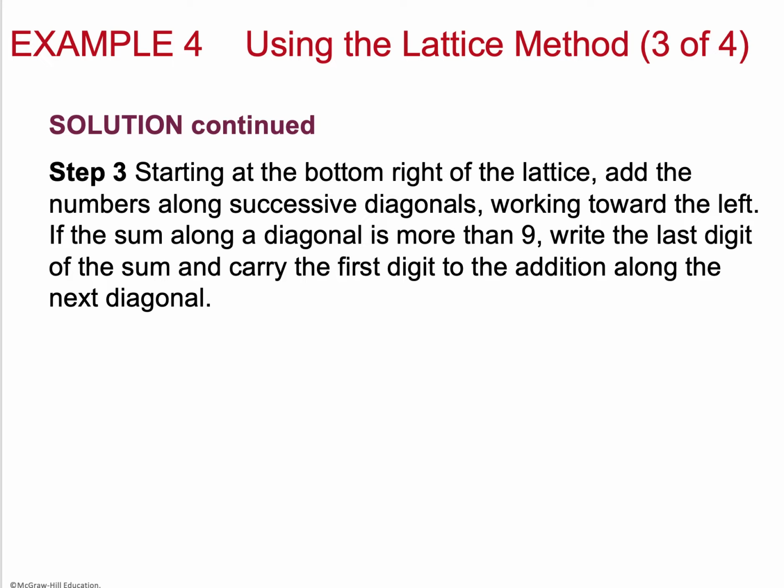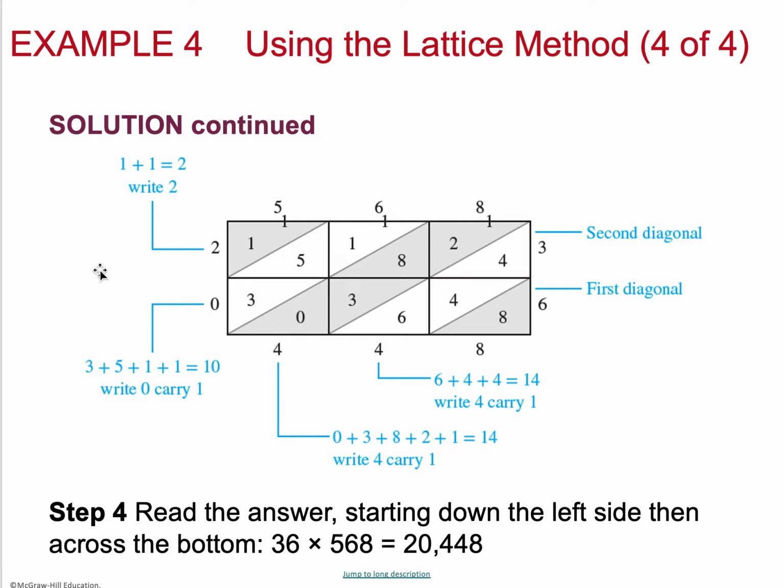Step 3 is that starting at the bottom of the lattice, I'm going to add the numbers along the successive diagonals, working towards the left. If the sum is more than 9, I only write the last digit and carry the first digit to the next diagonal. So I'm going to do 1 plus 1, which would mean I write 2. Here I would have 3, 5, 1, and 1. Write the 0, carry the 1. So here I'd have 0, 3, 8, 2, carry the 1.